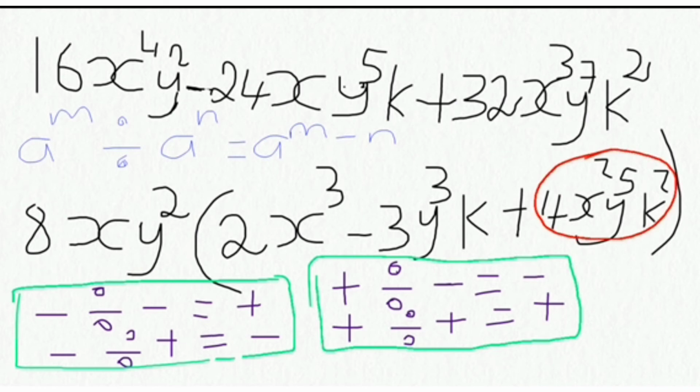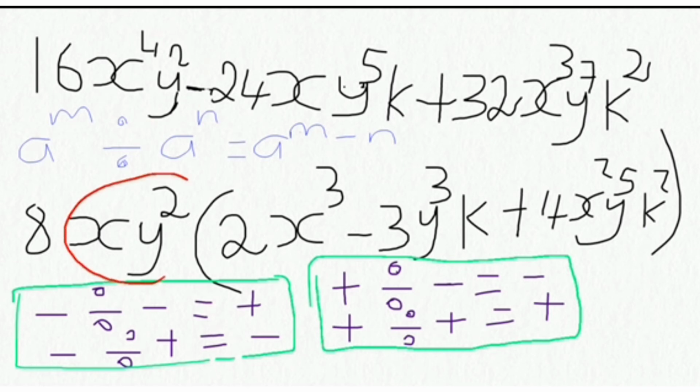Now, if there are coefficients, just divide by the coefficient of the highest common factor. For example, there's a coefficient 16 in this term, and 16 divided by 8, the answer is 2. Now we have x to the power 4 y squared divided by x y squared.